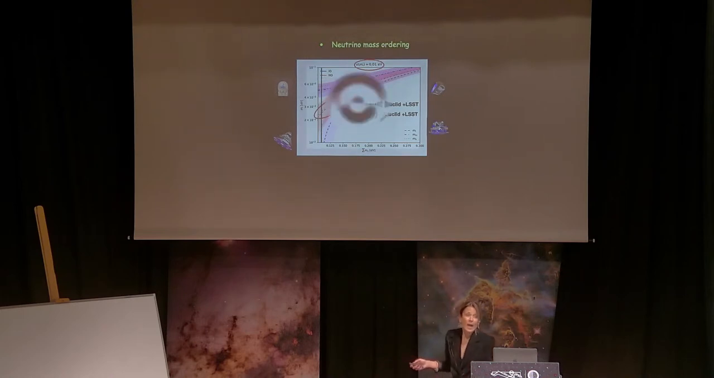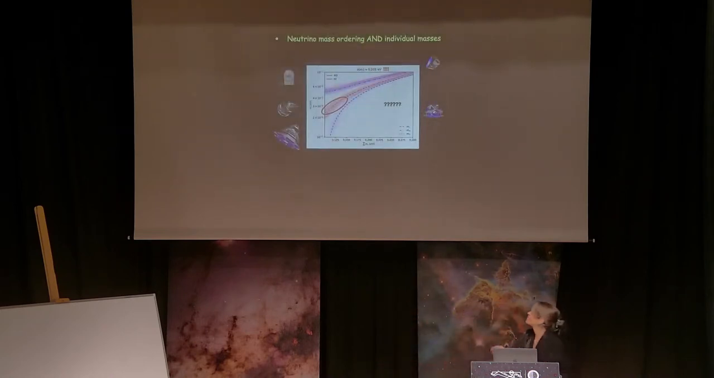So, how far can we get? We need to achieve a precision of 0.005 eV. And in that way, you see, we will have the light, the medium, and the heavy, and we will be able to identify, measure, and extract each of the neutrino masses separately, okay?